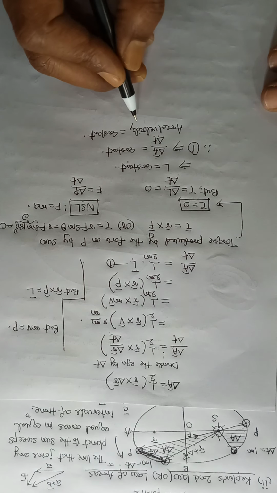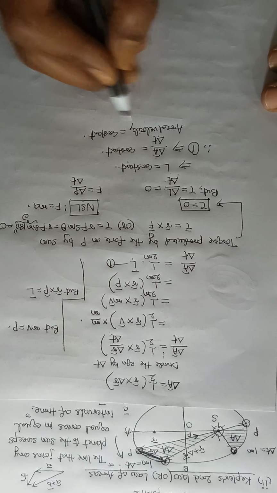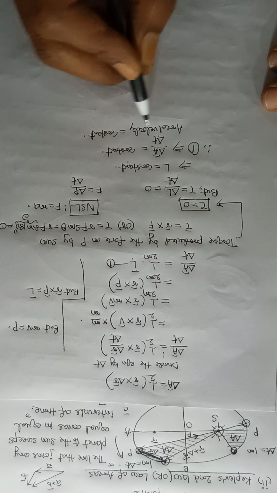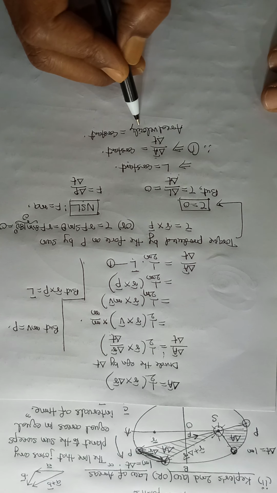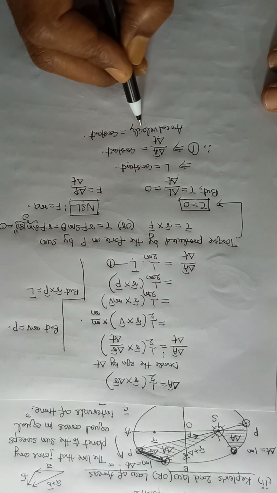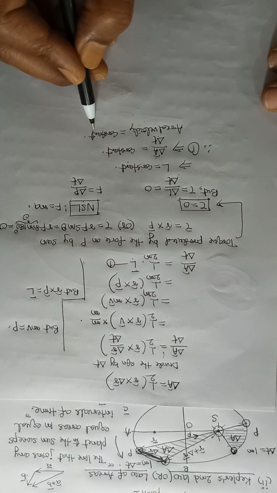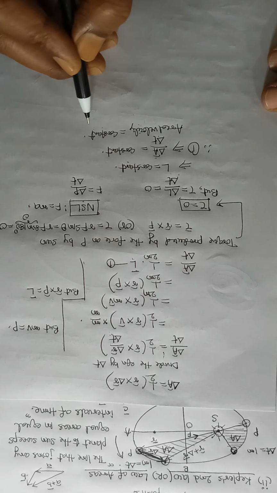So, the areal velocity of a planet is constant. It means, see, areal velocity means area covered in 1 second. Area covered in 1 second is constant. You can consider area covered in 1 second anywhere on the orbit, and that is constant. In this way you proved the law of areas.